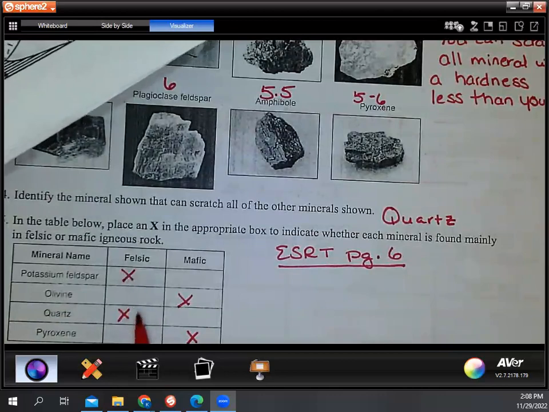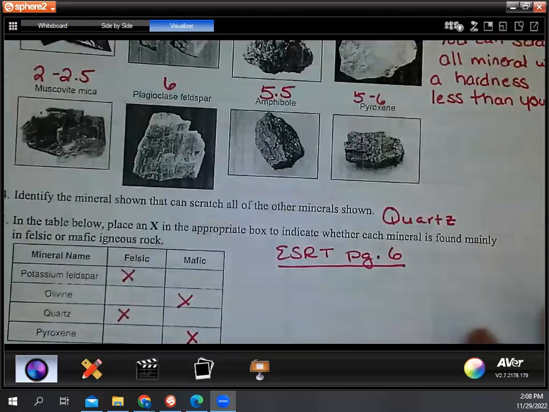Thanks. Potassium feldspar and quartz are on the left side of the chart, and olivine and pyroxene are on the right side of the chart.